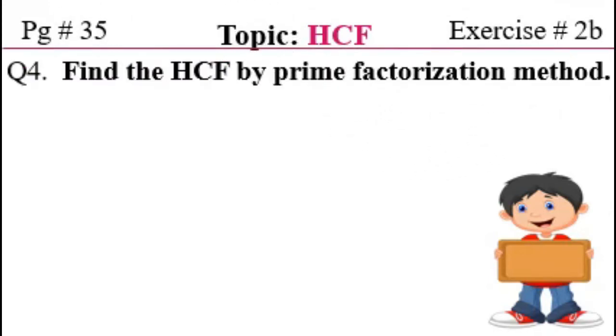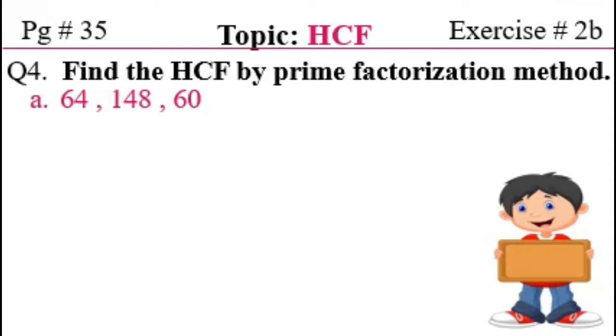Question number 4 is find HCF by prime factorization method. And part A is 64, 148, 60. So here we are given three different numbers, and by using the steps which were given in the prime factorization method, we can solve our question.